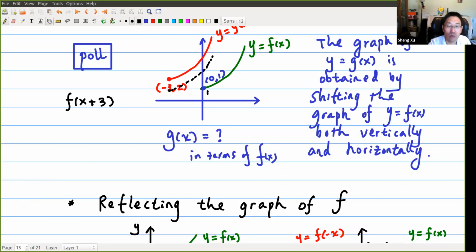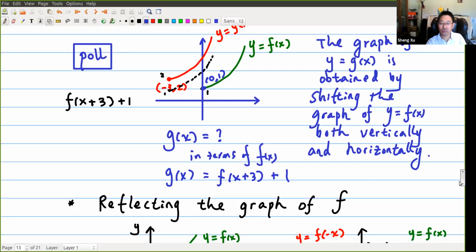Then to get the red curve, the y coordinate here is 1, and the y coordinate here is 2. So you need to shift upward by what? By 1, right? So then you just add 1. So g of x is equal to what? g of x is equal to f of x plus 3, and plus 1. Okay?